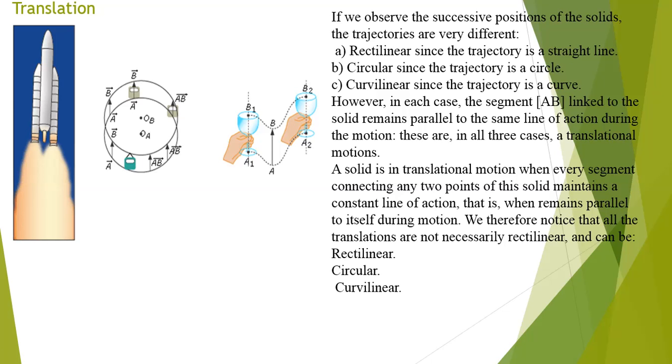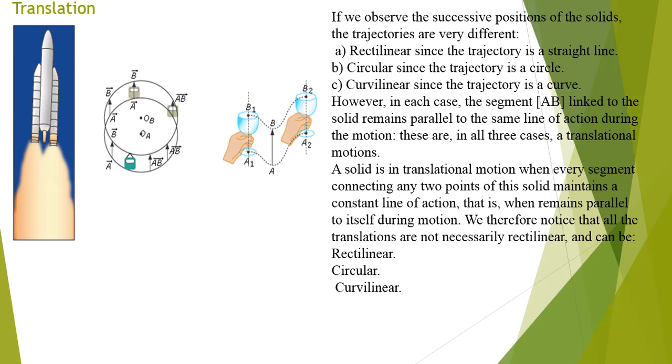A solid is in translational motion when every segment connecting any 2 points of this solid maintains a constant line of action, that is, when it remains parallel to itself during motion.